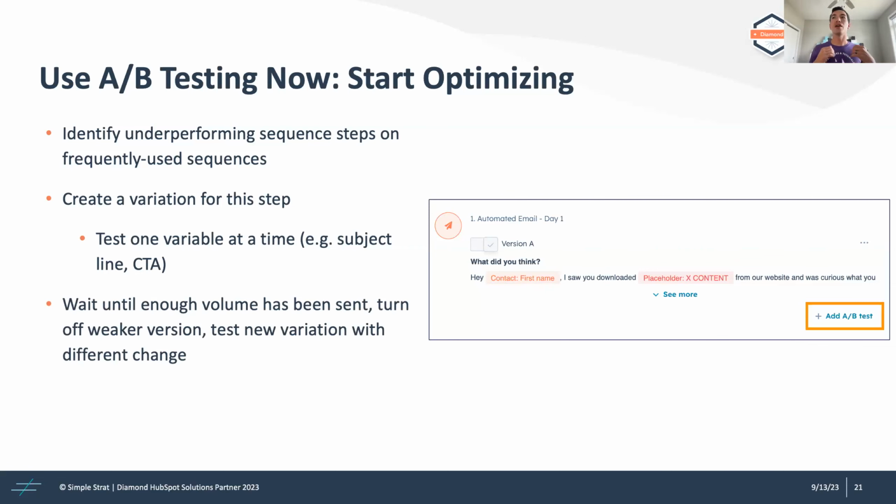And then wait till enough volume has been sent. So like I said, recommend 100 per variation, turn off the weaker version, and then test a new variation with a different change. And then apply what you learned. So after you've done this a couple times, you're going to start figuring out, okay, these types of subject lines work better. These types of CTAs work better. And so for other sequences or for future sequences as you're creating, make sure you document those lessons and always be testing, but you can start to use those to make it so that your starting place is better than the starting place was before.